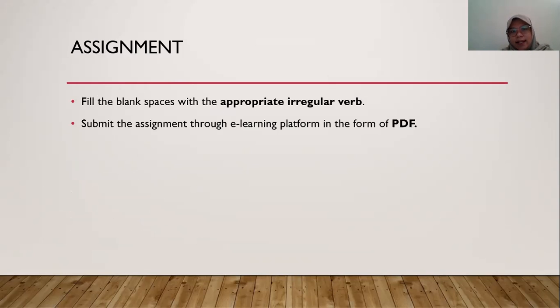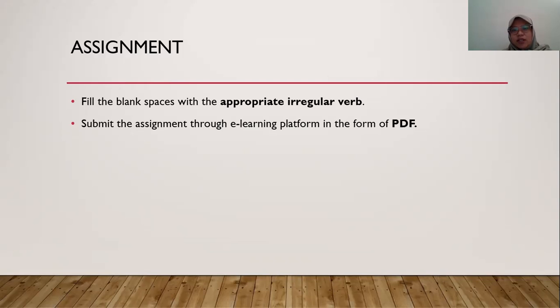So this is the assignment for this week. The first one is fill in the blank space with the appropriate irregular verb. This is the instruction. I already uploaded the assignment in Tugas in e-learning, so you can check it out. And this is actually very simple. It is sentence completion, it's only like 10 numbers.